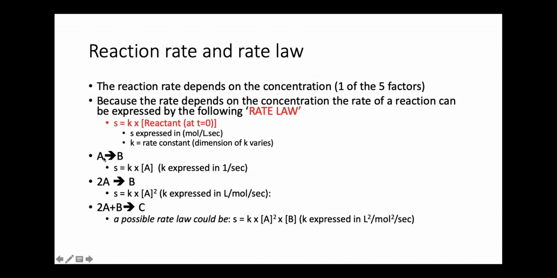If I have A to B, S is k times the concentration of A. Because this is moles per liter, and S is moles per liter per second, k is 1 over second. If I have 2A to B and my rate law would be k times A squared, then k has a different unit. You can see it here. And for 2A plus B, a possible rate law could be S is k times A squared times B. But is that possible? Because the real rate law we have to find with experimental data.